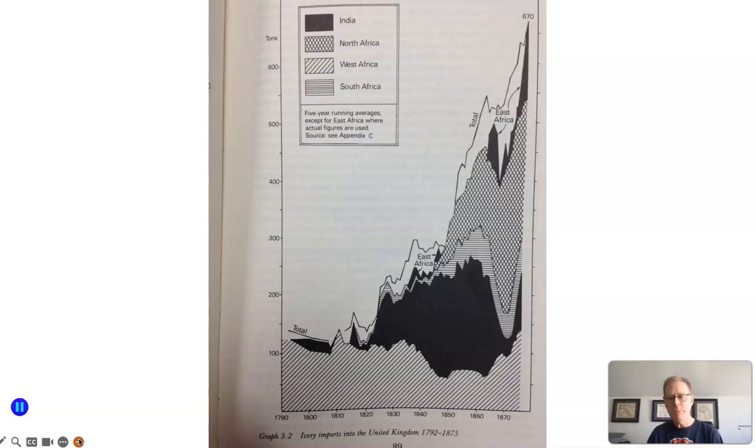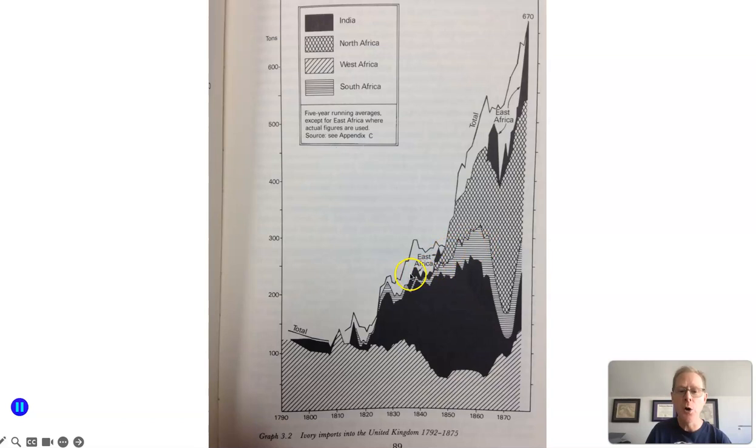Now, one of the major, probably actually the major export we're going to have from the East African interior was ivory. And this just shows ivory imports into the UK from 1790 up to 1875. And you can see here how the numbers go from 100 tons a year up to 670 tons a year in less than a 100-year period. So trade increases 600%, six times, sixfold, whatever you want to say, during that time.